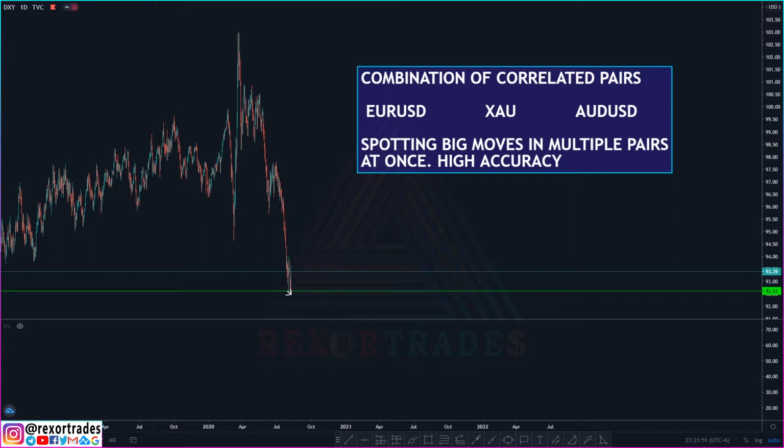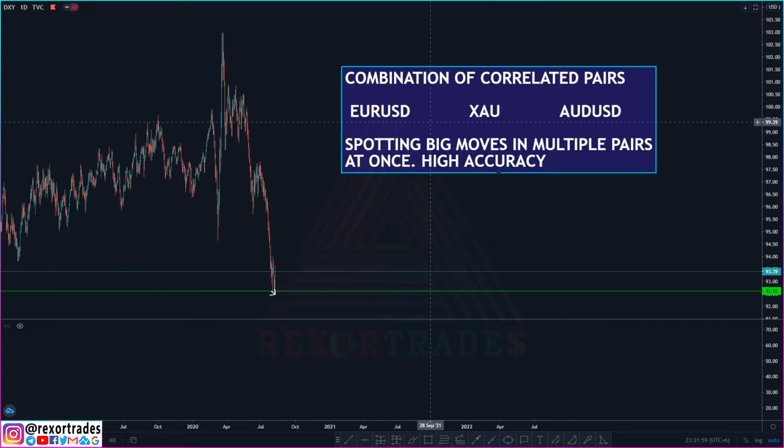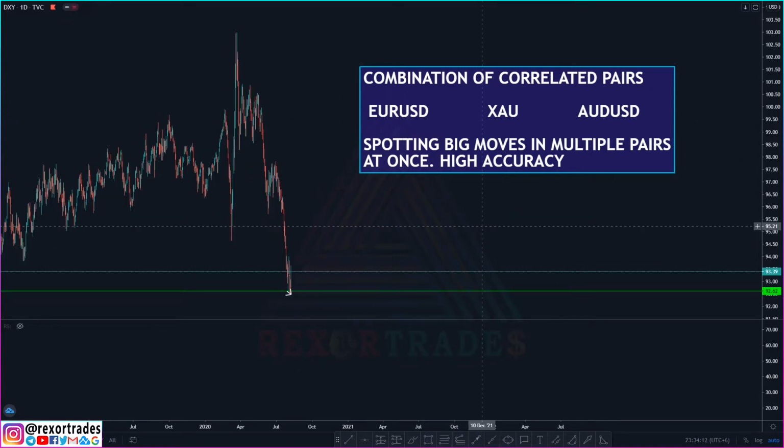Now to do all that, we're going to focus on three major correlated pairs that are Euro dollar, gold and Aussie dollar. Now all these three pairs are mostly dominated by the same currency, that is US dollar. So we're going to have a quick look at the US dollar chart to see in which direction it is heading.